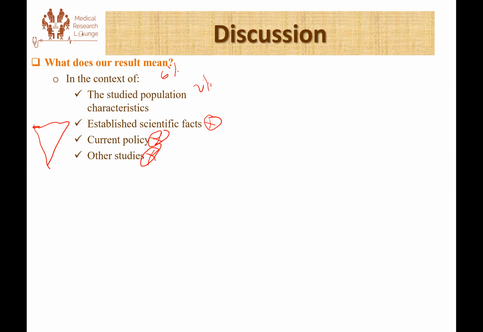Before we decide that this number is very high and we should do something about it, the first thing we should see is the characteristics of the study population. If the majority of the study population had additional risk factors, if they were old and had other factors that could make them more vulnerable to MI, then it should not be alarming, because this number is based on the studied population characteristics. So first we have to see if the study population characteristics are what we expect considering the general population. So whenever you discuss your results in the context of these three things, always consider the population characteristics.